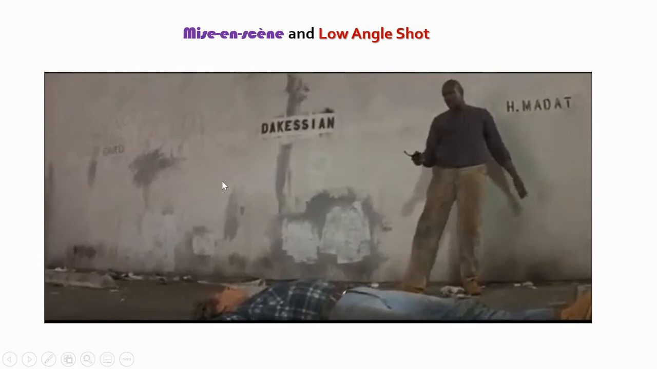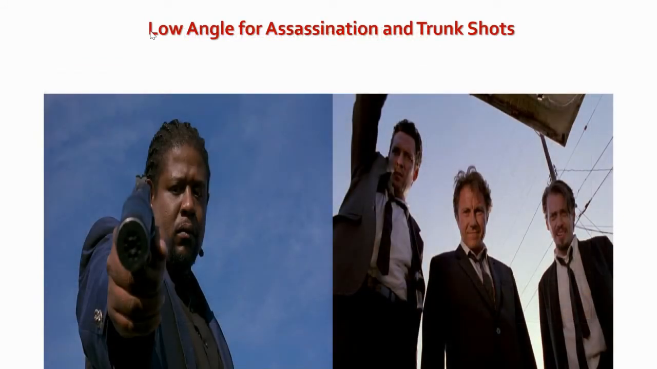So we use a lot of times the low angle shots to again create a mise en scène, but it's the idea that we're creating a power dynamic. So high angle shots, low angle shots always create power dynamics. There is even a trunk shot, right? So anytime there's an assassin, typically you're going to get the low angle for any kind of assassination, like we have in, not in our movies, but in other movies that you see.